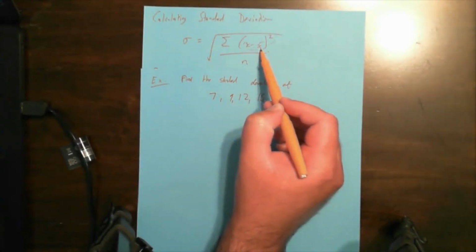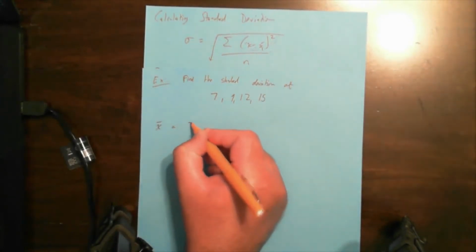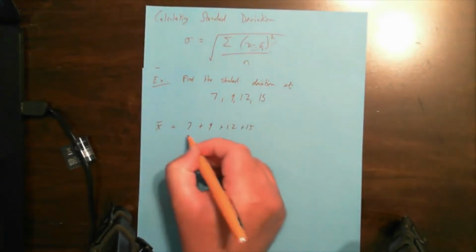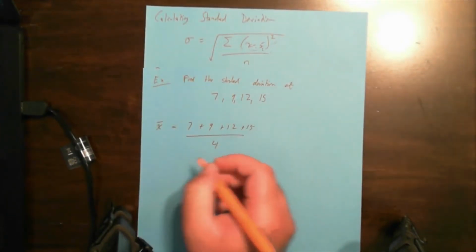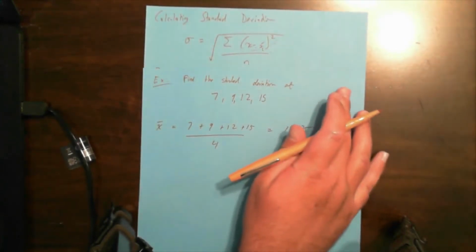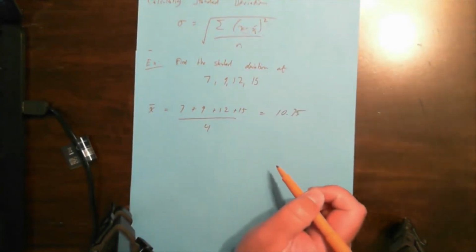So that means I need to know what my mean is. So I need to calculate the mean. So the mean, quite simply, is just going to be 7 plus 9 plus 12 plus 15 over 4. That gives me 10.75. Okay? So my mean is 10.75.